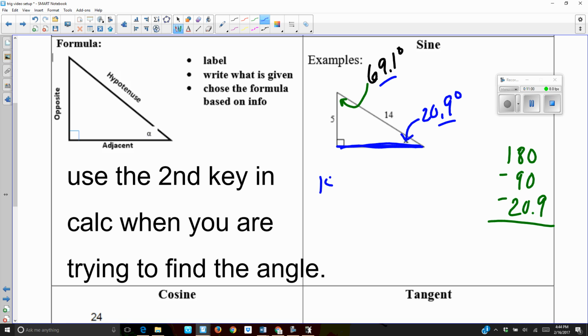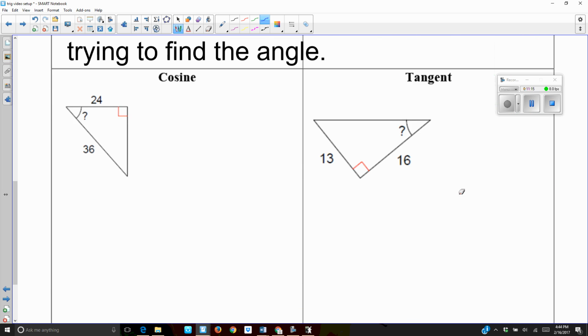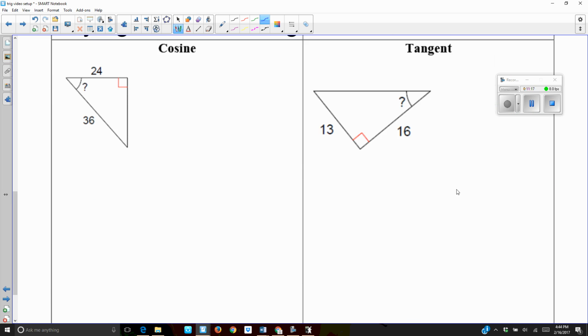So that would be 14 squared equals 5 squared plus, we'll just call the third side, b. And then just simply solve that to find the third side. But I won't go into that because we've done that, I think, enough times. And then these last two problems, obviously, you're still trying to find the angle.